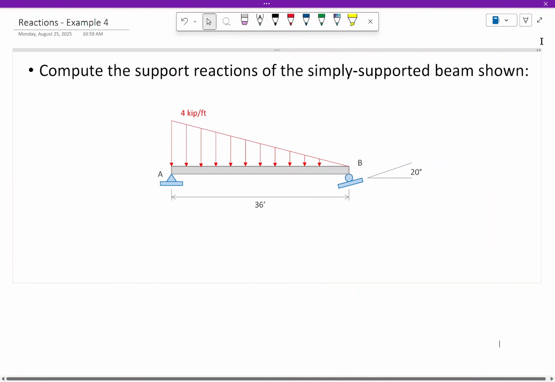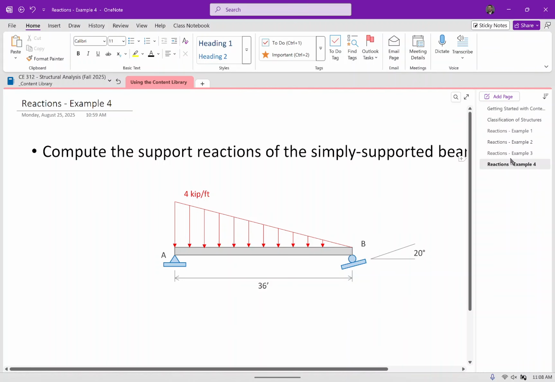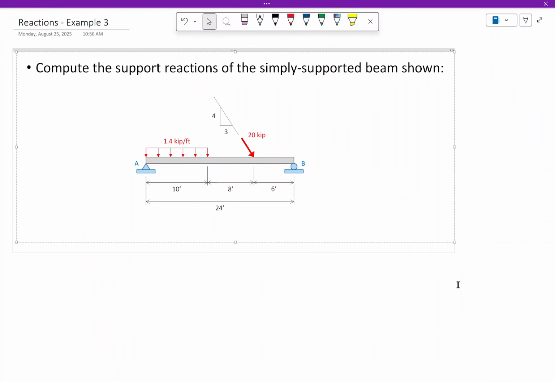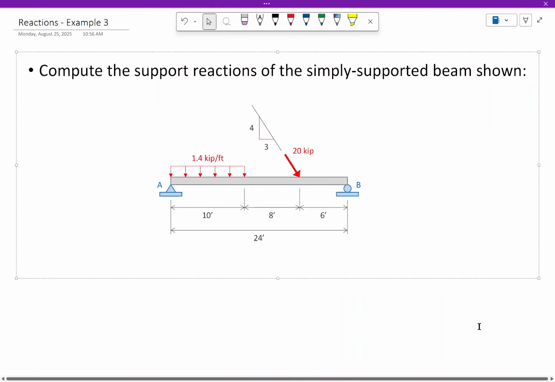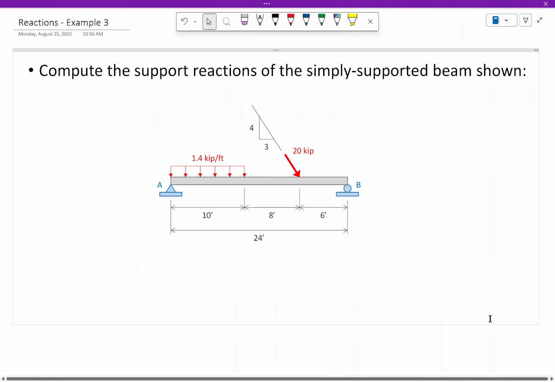Oh, wait. That's the wrong one. I need to do this one. Example 3. We're going to do example 4 here in a bit. Okay. So we're going to compute the support reactions of this beam. And notice how it's a simply supported beam, just a hinge support at A, roller support at B. And we've got our familiar distributed load right here. But now we've got this angular load that we've got to deal with. Okay. So let's handle this problem like we've been handling reaction problems so far, okay?